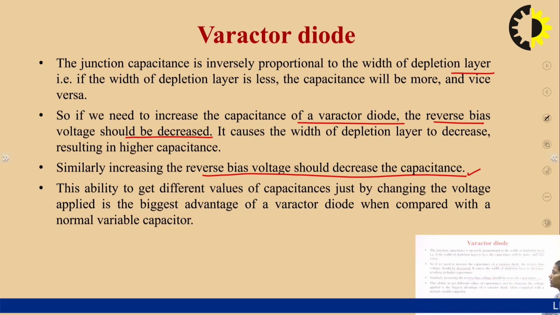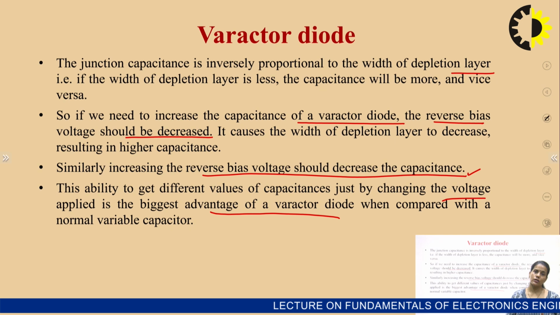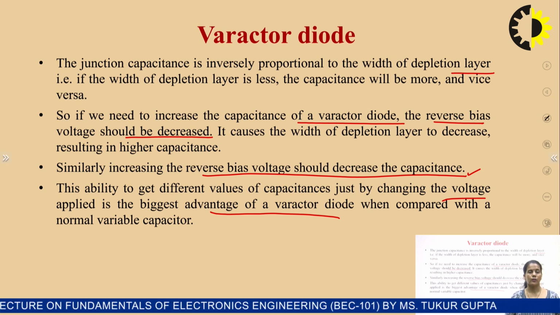This ability to get different values of capacitance just by changing the voltage applied is the biggest advantage of this diode. So, just by increasing or decreasing the applied voltage, we can increase or decrease the capacitance. That is why it is known as a variable capacitor, because the capacitance depends upon the applied voltage.